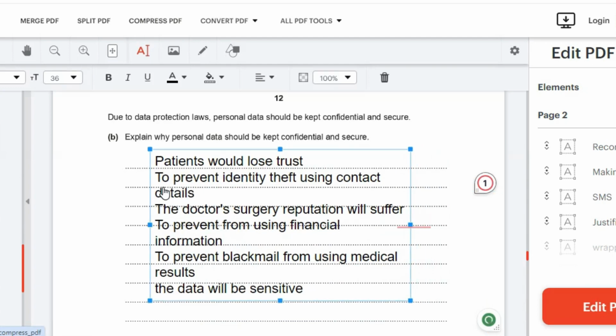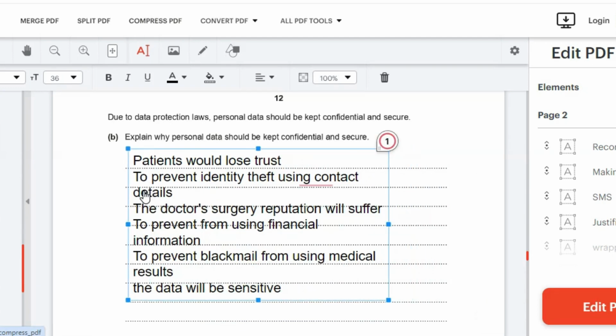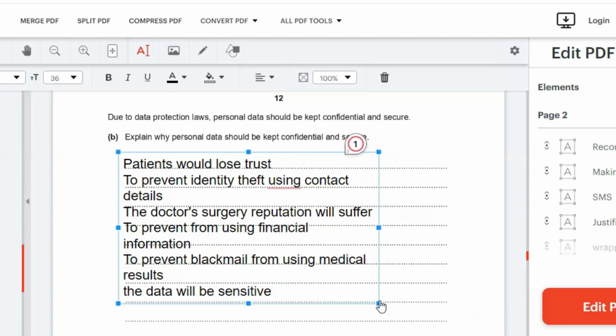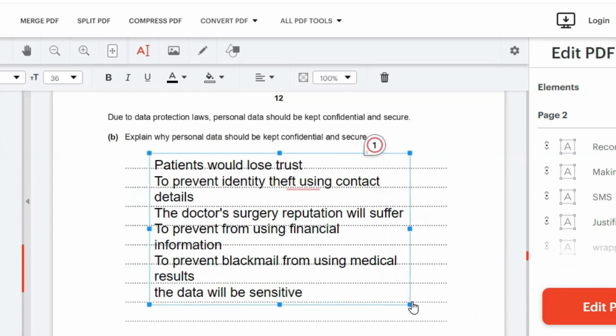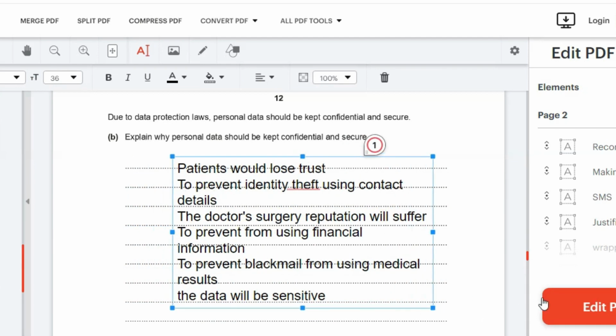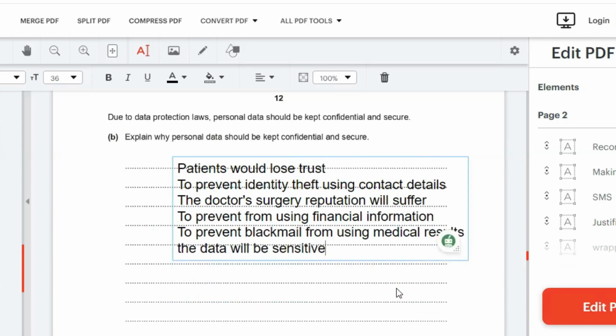Do we understand? Are we following? All right, let's move to question number 12.